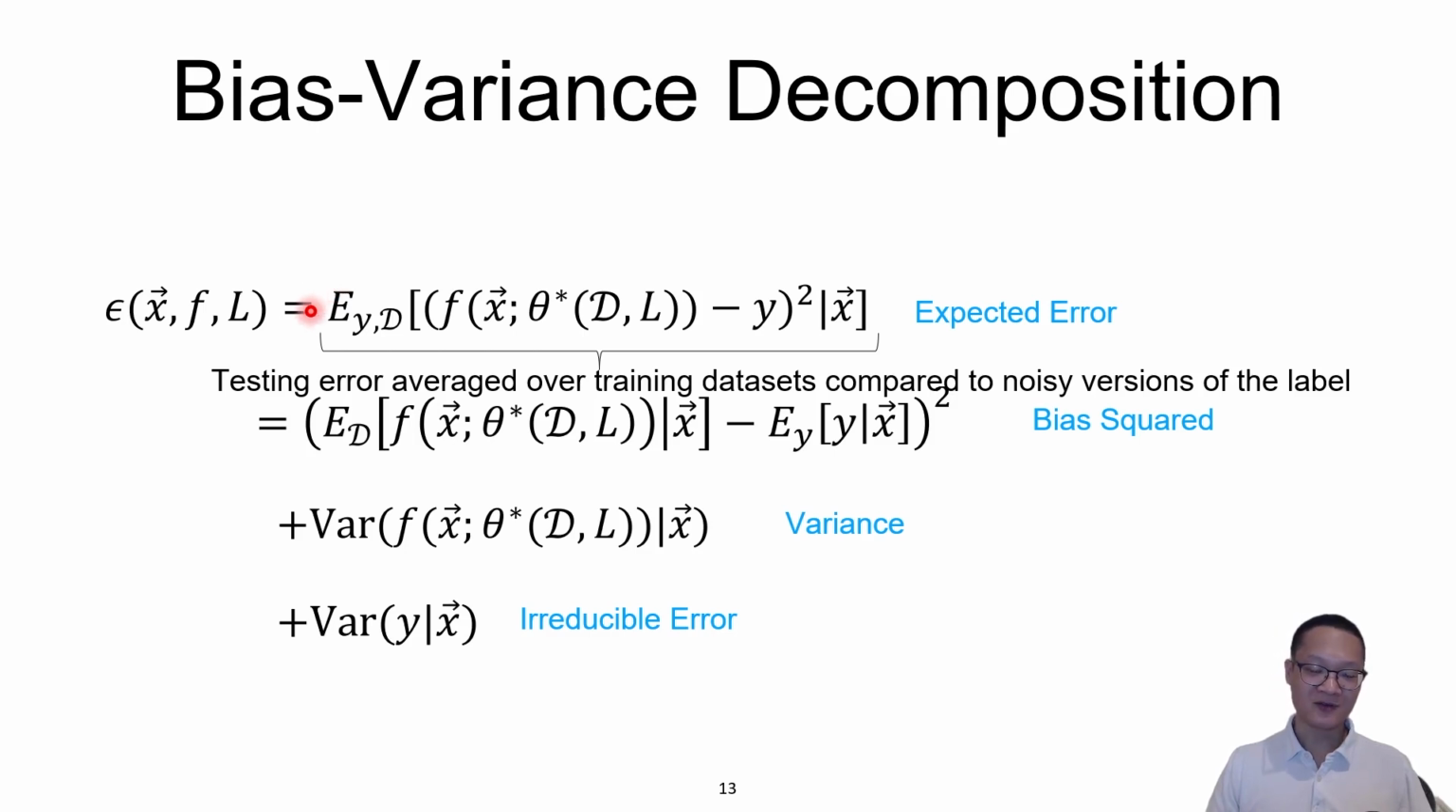Okay, so now we're going to decompose this into 3 parts: bias squared, variance, and irreducible error. So let's take a look at those.